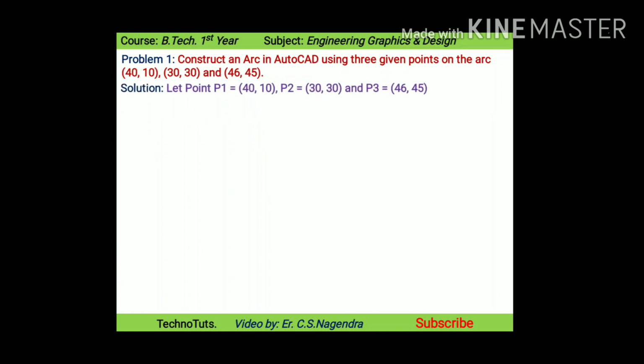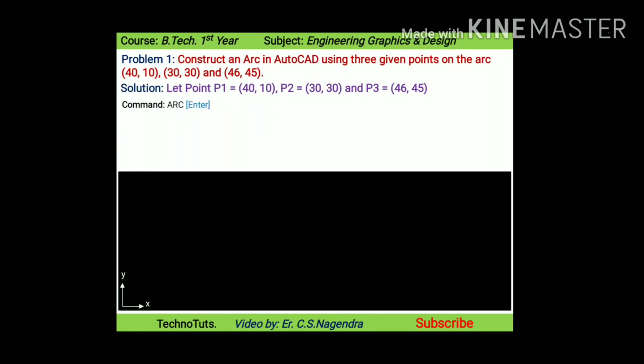So let point P1 be 40, 10, point P2 be 30, 30 and point P3 be 46, 45. At the command prompt, type arc and press enter key. The viewport will get activated on the screen. Now the computer will ask you specify the center or start point. Type there 40, 10 and press enter key. Point P1 will be visible on the screen.